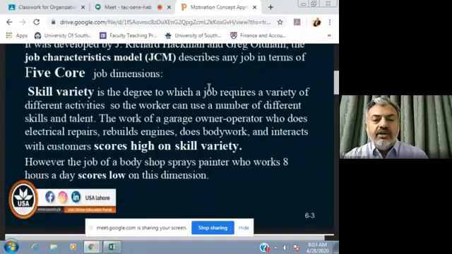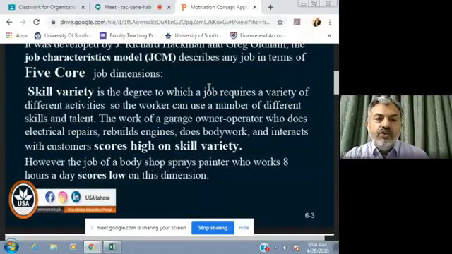The work of a garage owner-operator who does electrical repairs, rebuilds engines, does body work like denting and painting, and interacts with customers scores high on skill variety. He has to interact with customers, then look after the workshop where engines are being maintained, tuning is being done, and all the other engine work is being done.